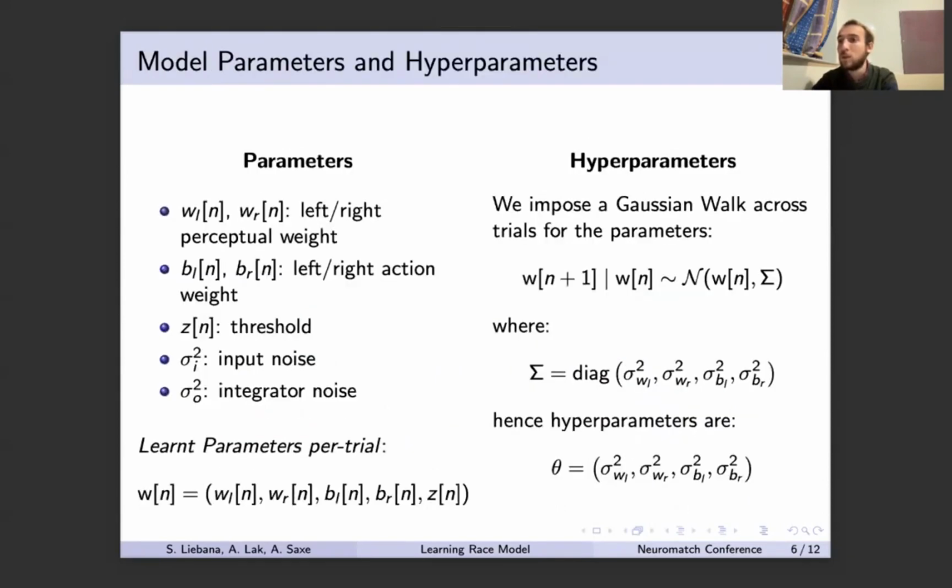The parameters which are learned on a trial-by-trial basis are the perceptual and action weights and the decision threshold. The variances of the input and integrator noise instead are assumed to remain constant through learning. To constrain the variability of the parameters from trial to trial, we use the same method as Roy et al. and impose a Gaussian walk prior on parameter updates with a variance for each parameter, which are set by maximizing the model evidence with the empirical Bayes algorithm. We allow for high variances at session boundaries to capture additional learning or forgetting that may occur in between sessions, but within a session, the variances remain constant.